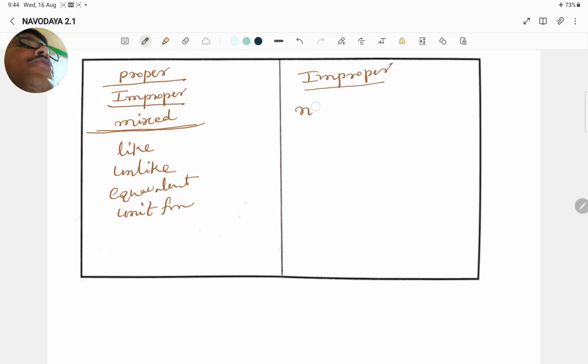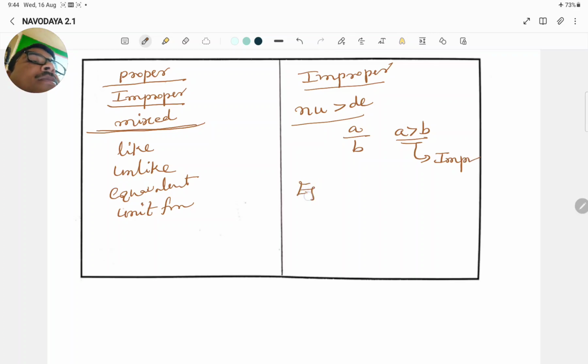In improper fractions, the numerator is greater than the denominator. It means a divided by b is a fraction, a is greater than b, that's why it is an improper fraction. Improper fraction examples: 3 divided by 2, 8 divided by 5, 100 divided by 3, 7 divided by 2. These are examples of improper fractions. In an improper fraction, the numerator is greater and the denominator is lesser.